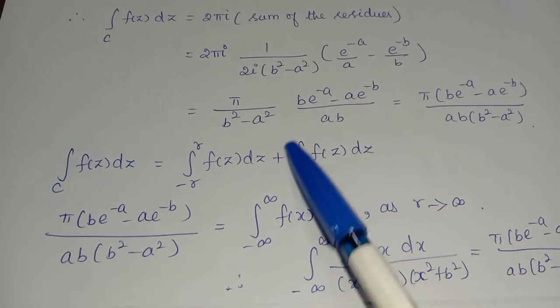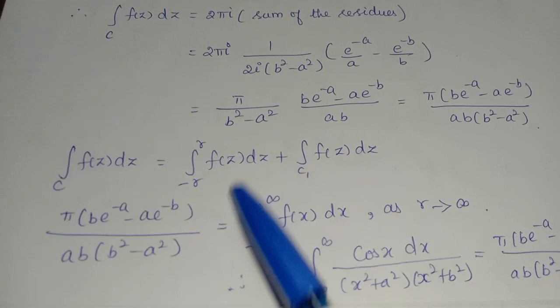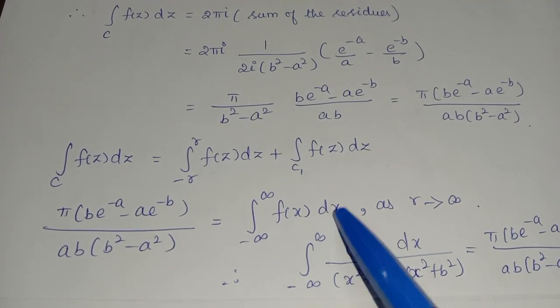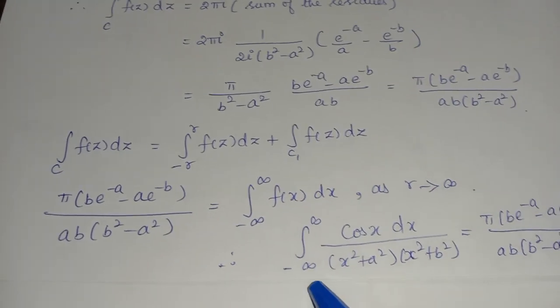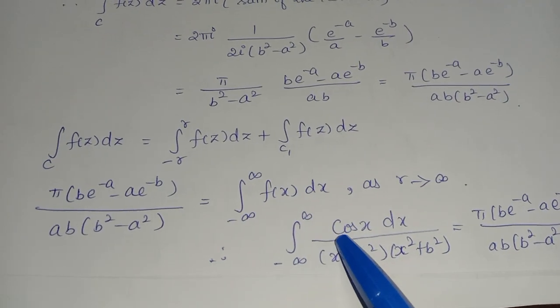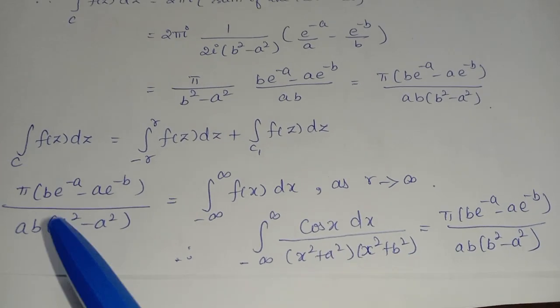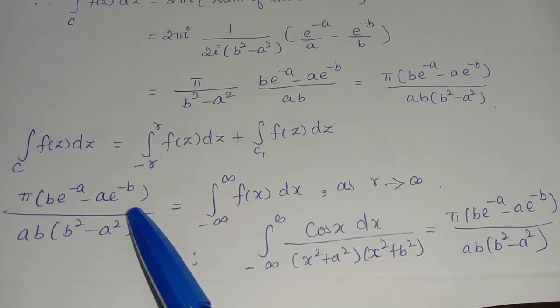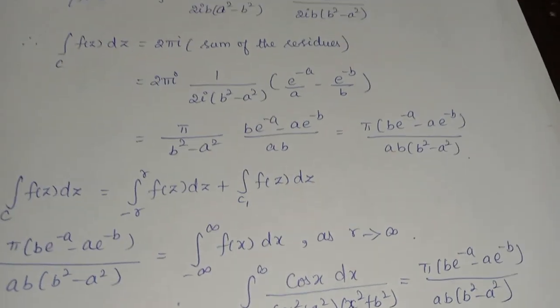By Cauchy's lemma, this value of the integral is 0. And as r tends to infinity, this will become the integral from minus infinity to infinity of f of x dx. The value of the left hand side we found out here. So what we have finally, the integral from minus infinity to infinity of cos x dx by (x square plus a square) into (x square plus b square) is equal to, since there is no imaginary part in the final answer, I write the answer as it is.